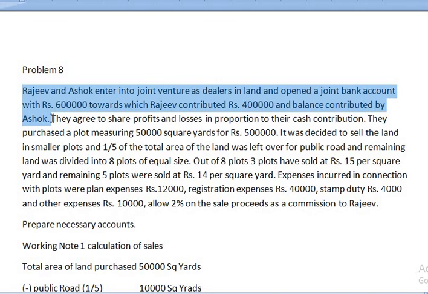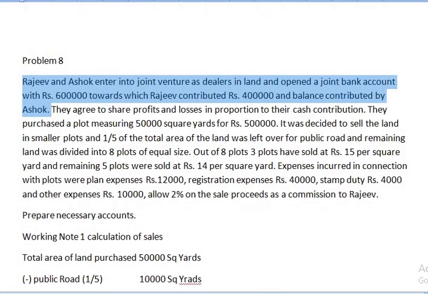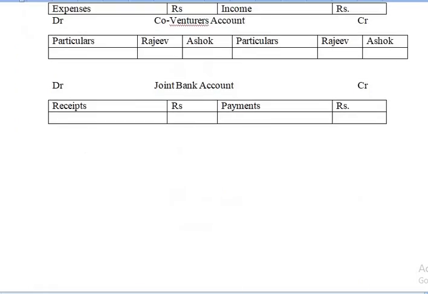So what's the balance money? Rupees 2 lakh, because total money deposited into the bank is 6 lakh, out of which 4 lakh rupees were contributed by Rajiv and the remaining balance of rupees 2 lakh was contributed by Ashok. So this is transaction number 1. First enter this transaction in the account. The first transaction is money deposited into the joint bank.